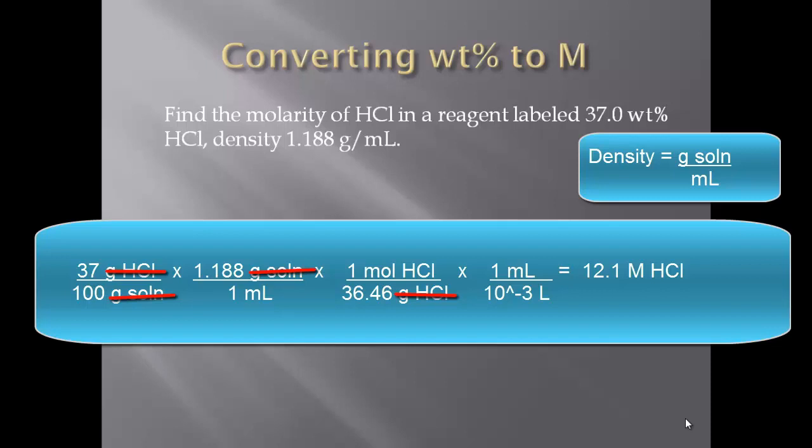I need moles per liter. So I already got my moles. Now all I've got to do is convert that milliliter that was left on the bottom from the density to liters. So I know that in 1 mL, there's 10 to the negative 3 liters. So if you notice, all of your units cancel except moles per liter. And that gives you 12.1 moles per liter. All right, let's move on.